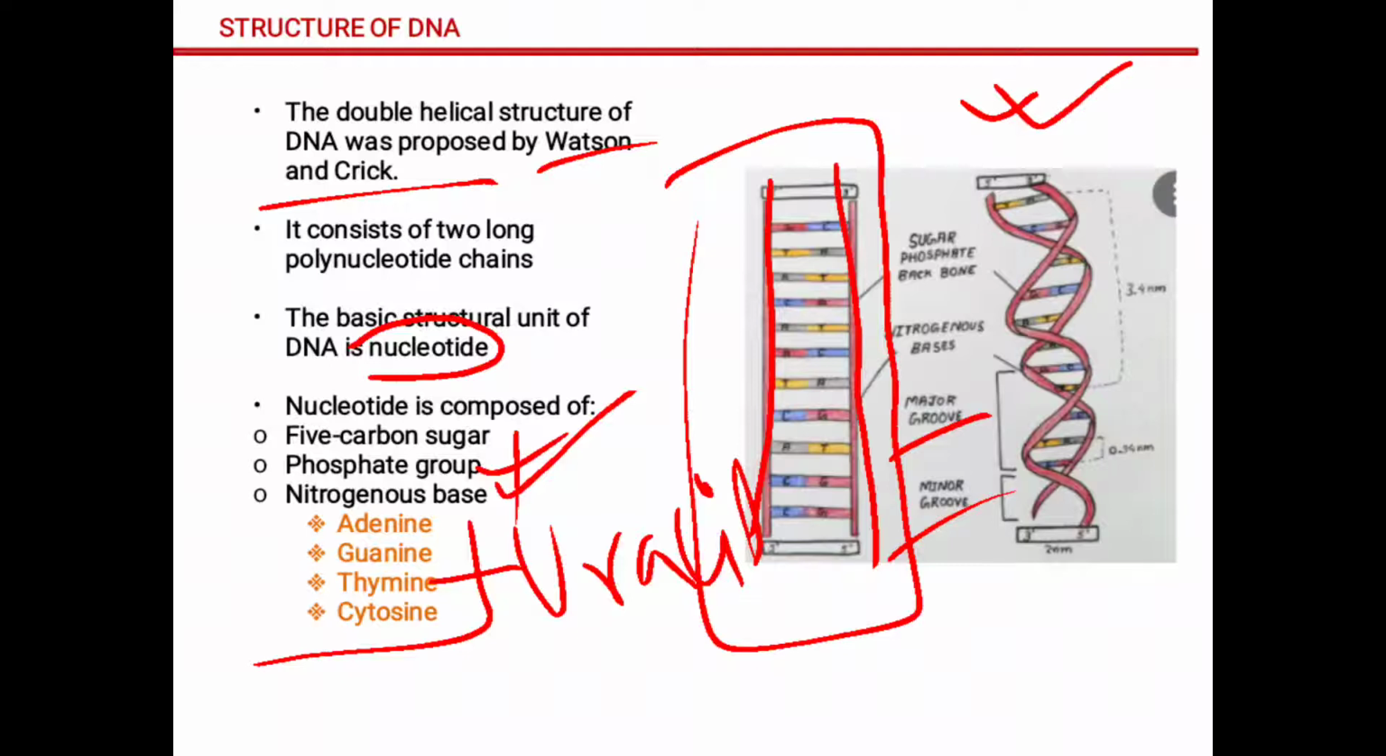Now if we take a turn of the DNA, we will see that there are 10 nucleotides in each turn, and the length of each turn is 3.4 nanometer, and the distance between two nucleotides is 0.34 nanometer, and the diameter of the helix is 2 nanometer.